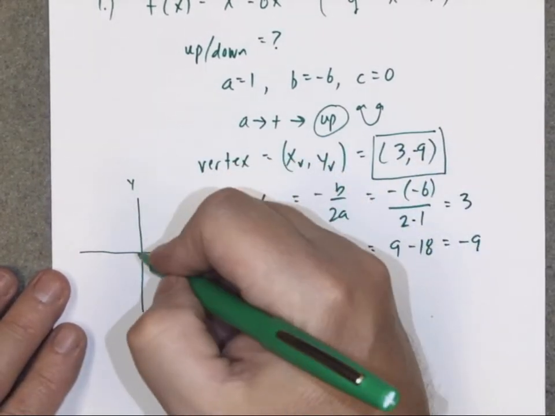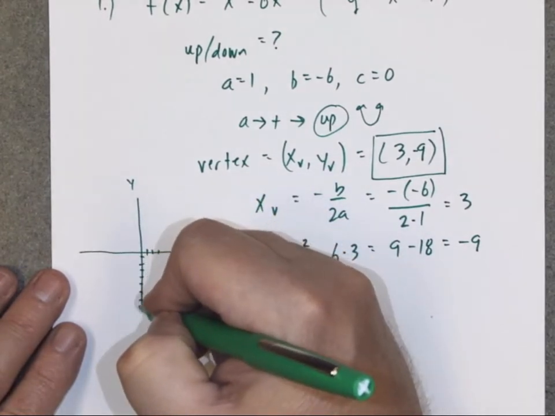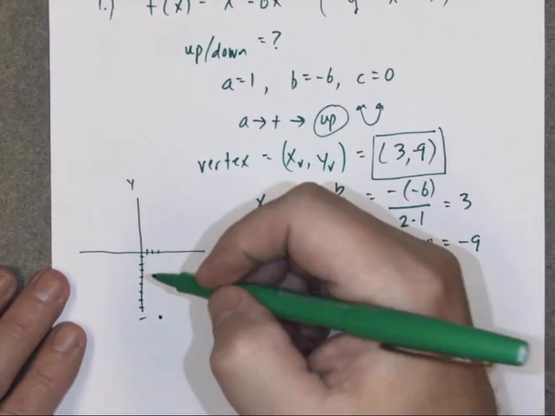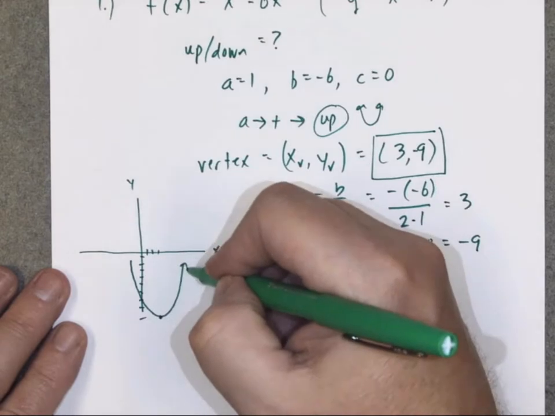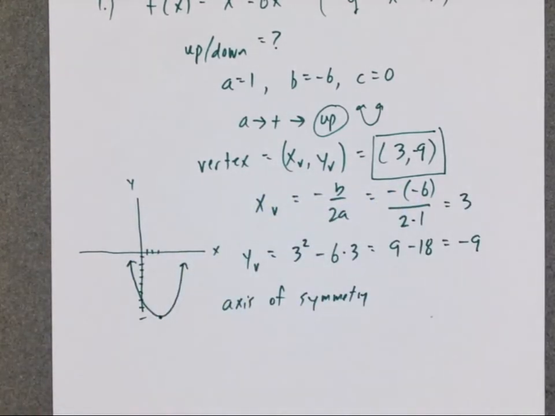3, negative 9. 1, 2, 3. 1, 2, 3, 4, 5, 6, 7, 8, 9. So the vertex is here. Since A is positive, it opens up. So it may look something like this. Probably not exactly, but that's a rough sketch.